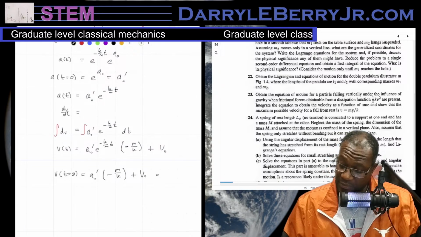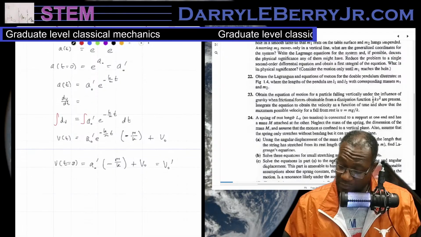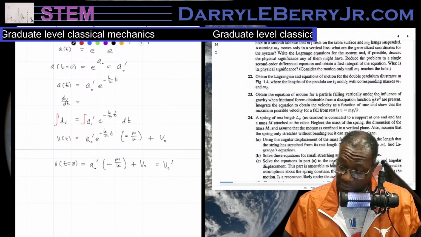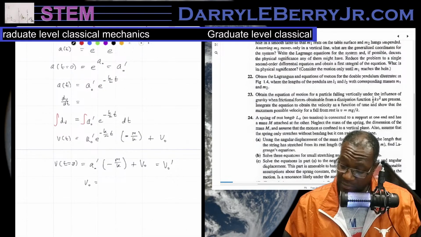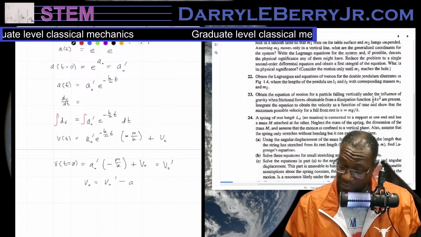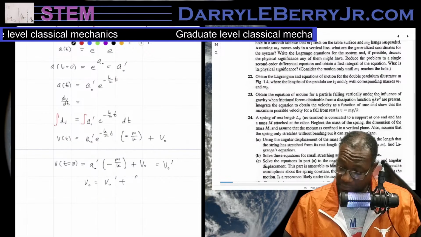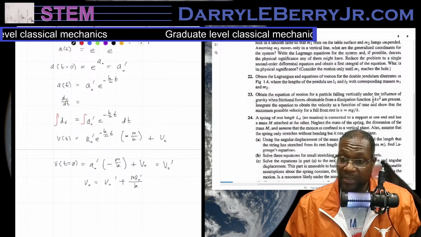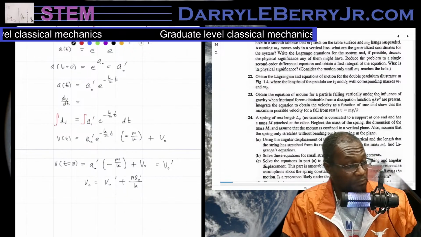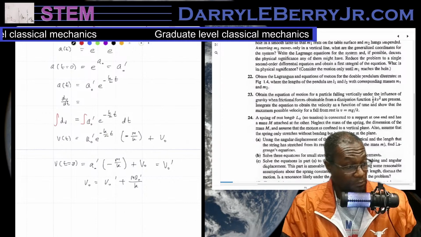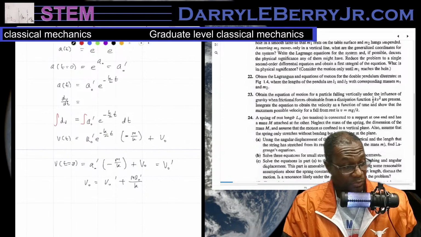I'll call this v naught prime. So v naught equals v naught prime plus a naught prime m over k. Right? That seems right.